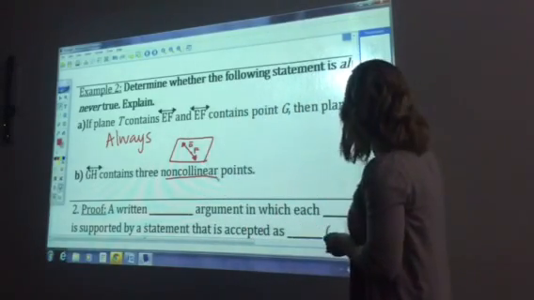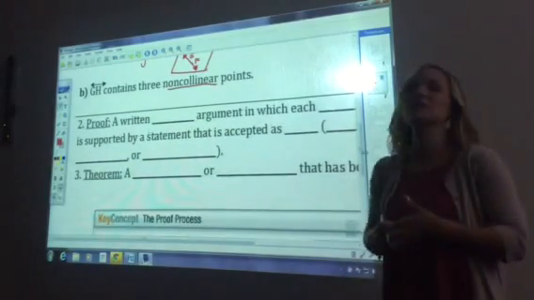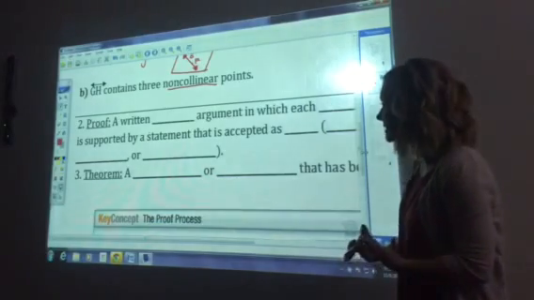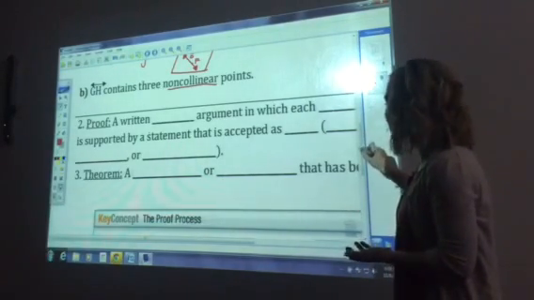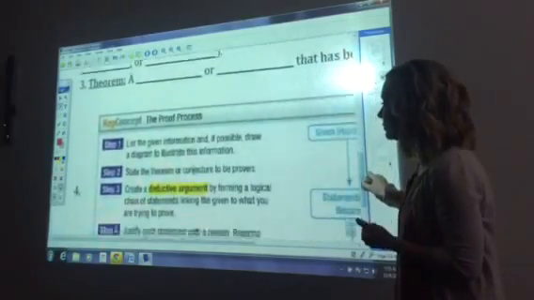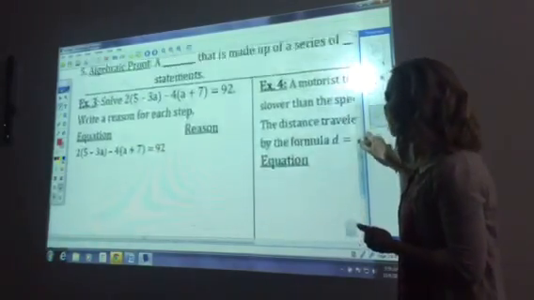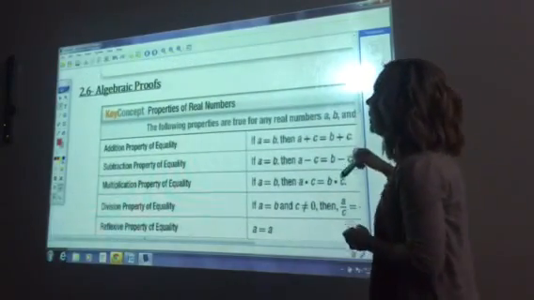Okay? A proof is a written logical argument that has definitions and postulates and things to support it. Okay? A theorem is accepted true because you've proved it. Okay? We've proved it. If I go ahead and move on to some of the properties about real numbers.